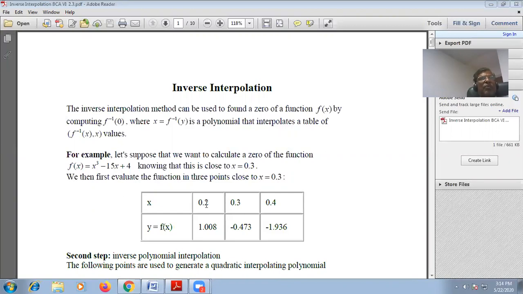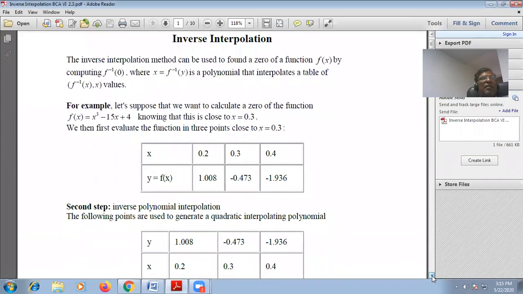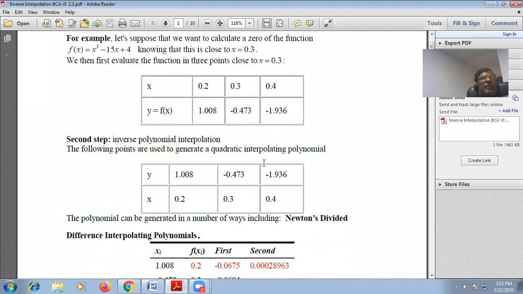So if you put 0.2 in this, you find the value of f(x) as this. If you put x is equal to 0.3, then you find a result like this. If you put x is equal to 0.4, then you can find a value like this. Now second step, inverse polynomial interpolation.